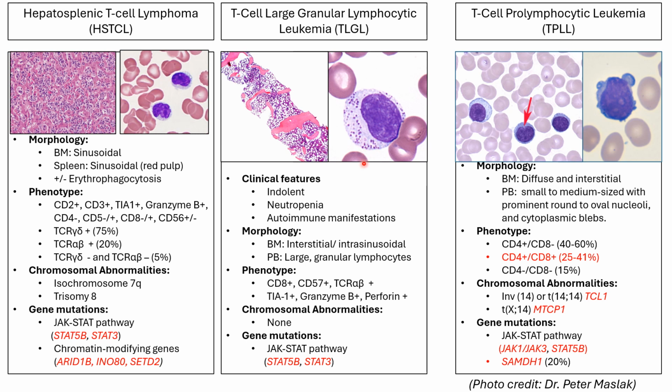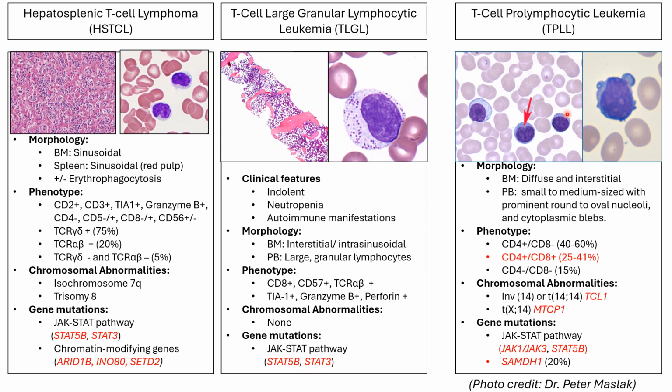They are large, and phenotypically CD8 positive and CD57 positive, and they are TCR alpha beta positive the majority of the time. Cytotoxic markers are also expressed: TIA1, granzyme, and perforin. No chromosome abnormality has been reported, but the gene mutations usually seen in TLGL are STAT5B and STAT3.